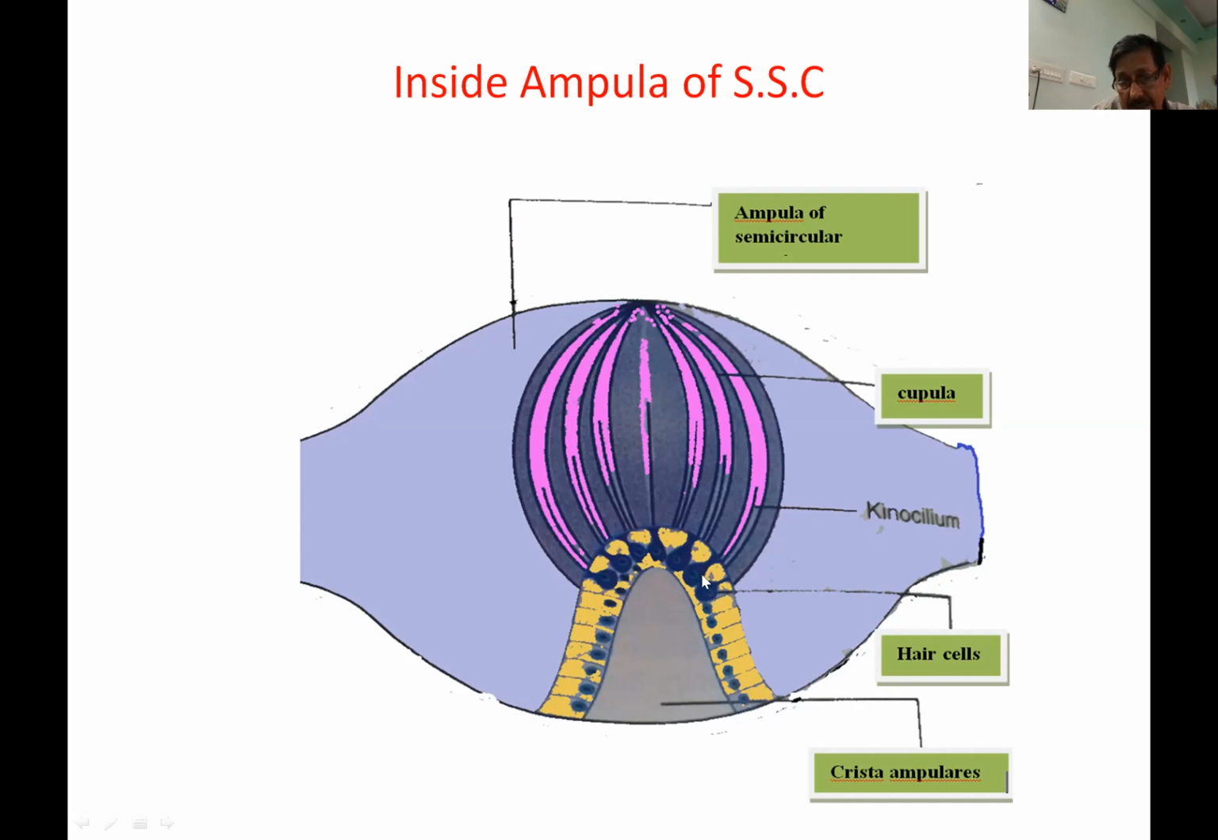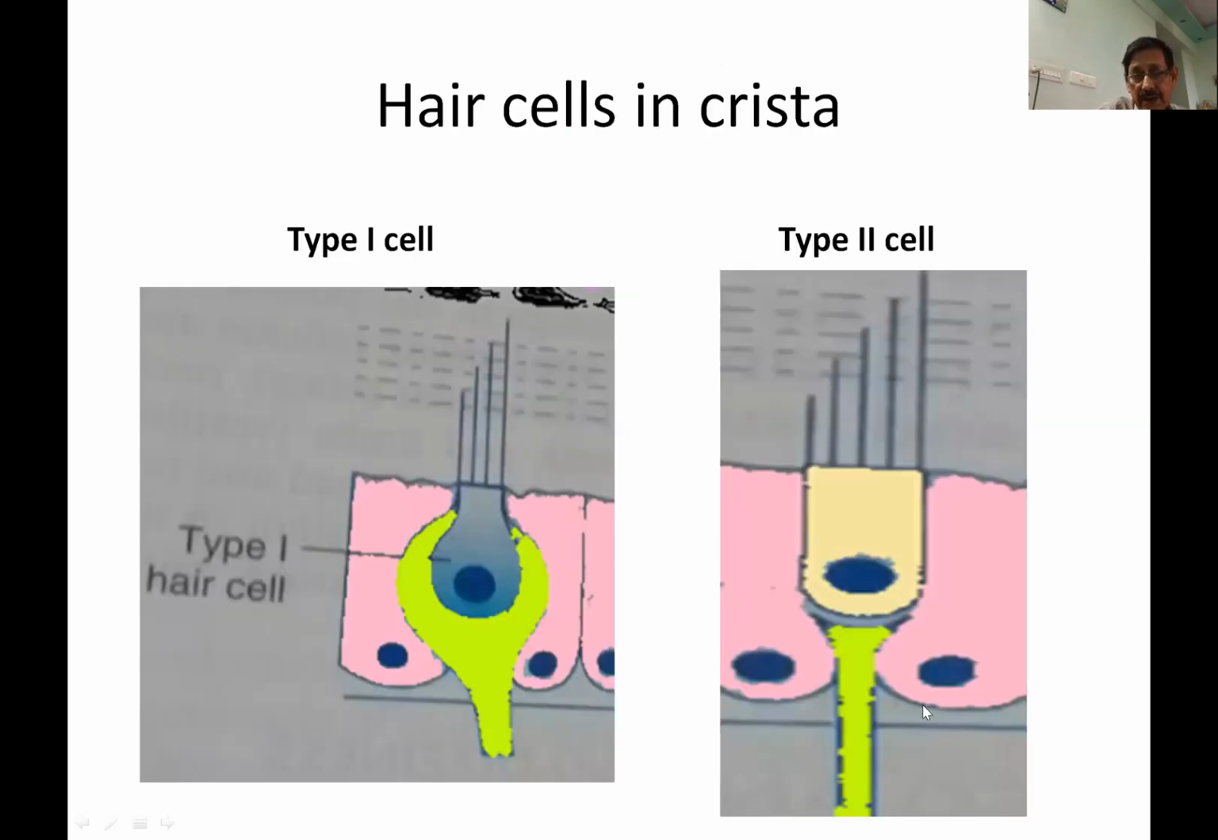This is the flask-shaped cell. This is the rod-shaped cell. The rod-shaped cells are in the periphery. The flask-shaped cells are over the center. And these kinocilia are the long projections of the cells. The gelatinous covering leads to this cupula. The cupula is a gelatinous covering over this area. So movement of this fluid here and there leads to the movement of the cupula and hair cell stimulation, leading to the information you get.